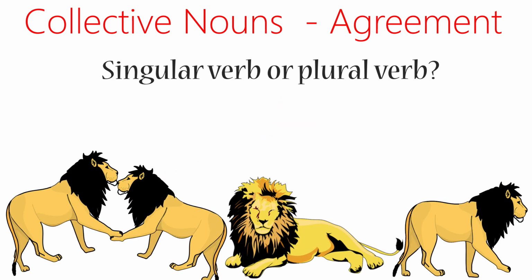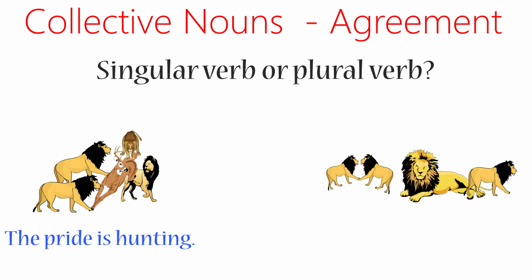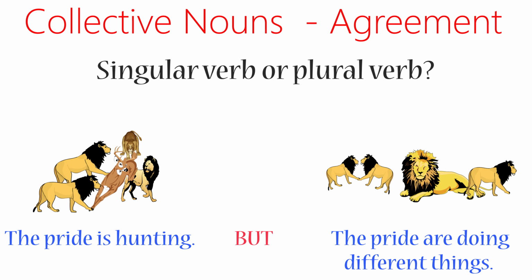Now look at these lions. Today, they are not hunting. Their stomachs are full and they're having a good holiday. One lion is sleeping. Another is walking. Two of them are playing. Different lions are doing different things. They are not working as a team. They are not doing the same thing at the same time. In this case, we say the pride are doing different things now. The pride is hunting, but the pride are doing different things.